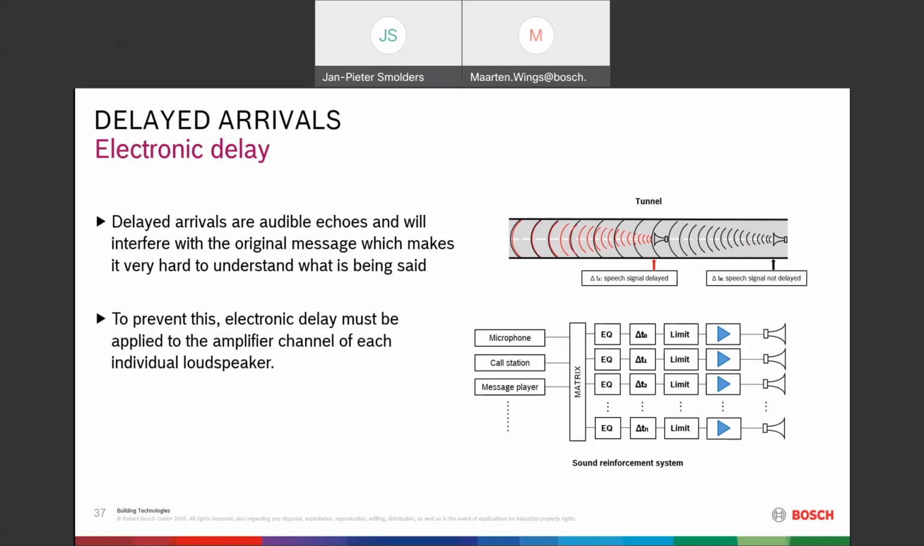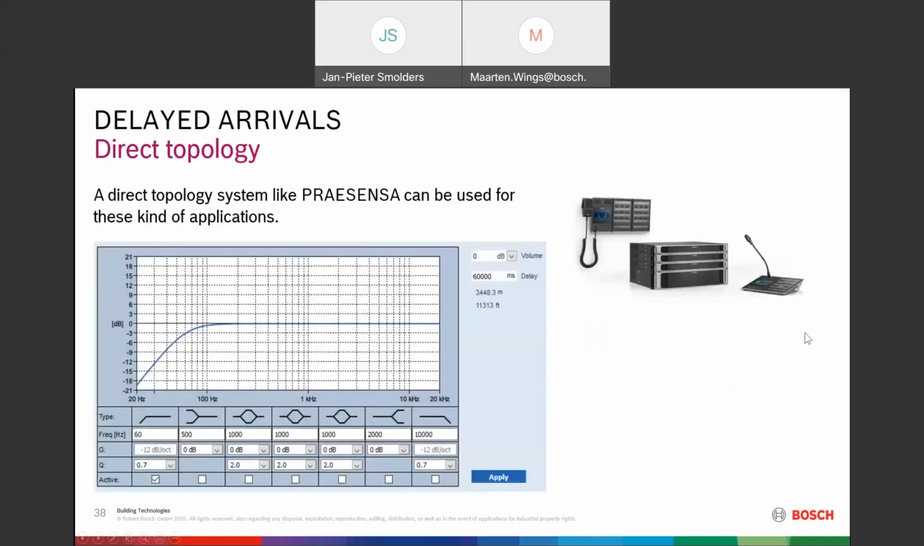So one thing that you have to keep in mind, if you look at this picture over here, all these loudspeakers have to be driven by an individual amplifier. So you need a direct topology. You have to have a system with the DSP inside, and direct topology, that means that every loudspeaker has to have its own amplifier.